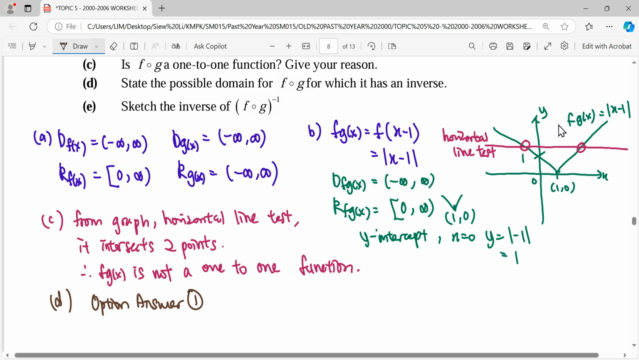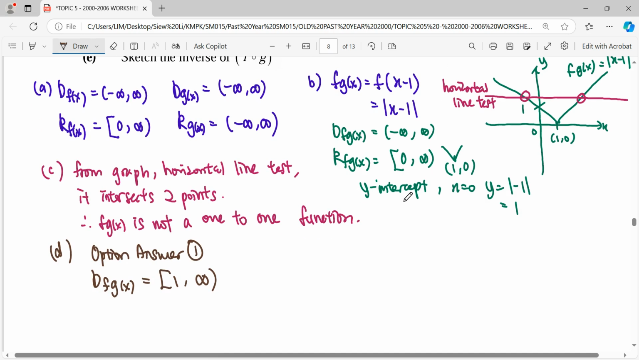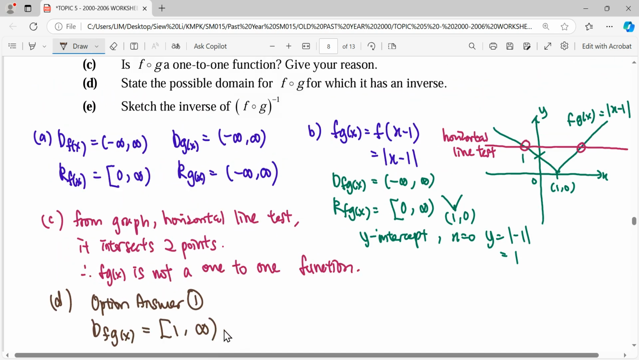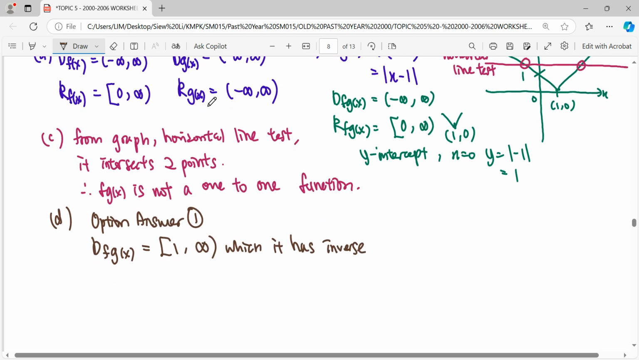So I will cut this graph in half, starting from the domain of fg(x) that I am going to select, which is 1 to infinity, so that I have this half. It is a 1 to 1 function and it can be inverted, so it has an inverse. Then I need to continue to answer this question, which is to sketch the inverse graph.